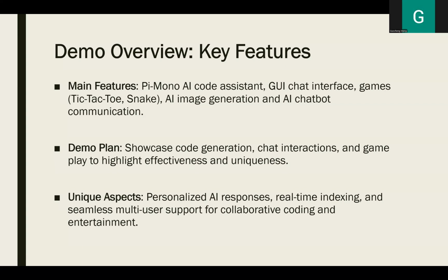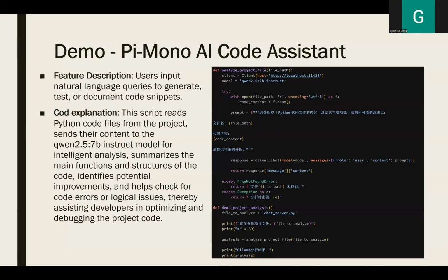So maybe some unique aspects are the personalized AI responses and also real-time indexing and some seamless multi-user support for collaborative coding and entertainment. So the first part is the Kimi AI code assistant.